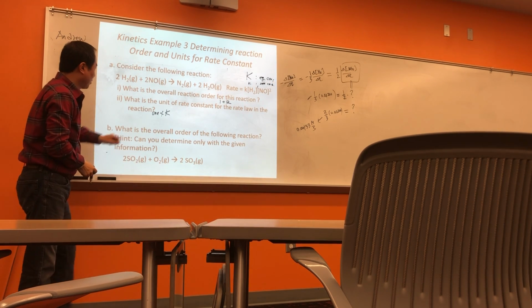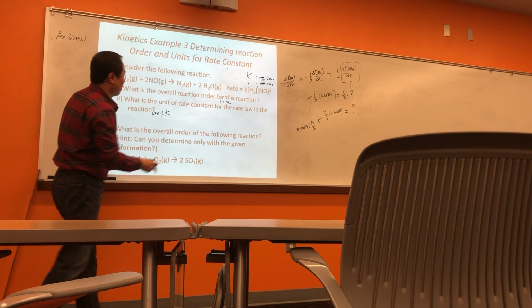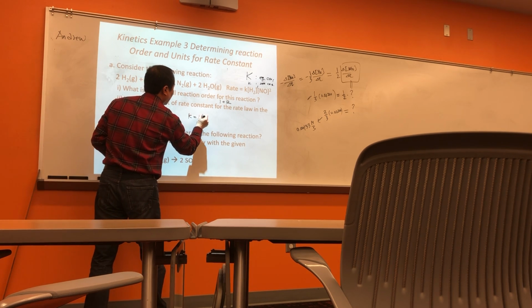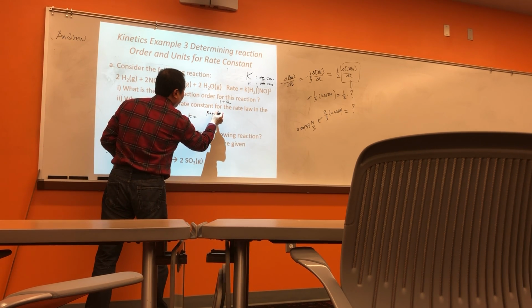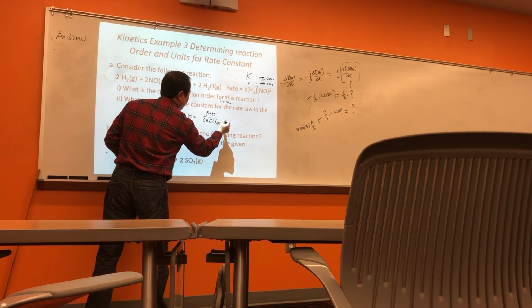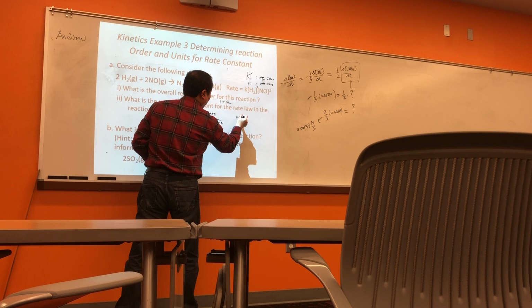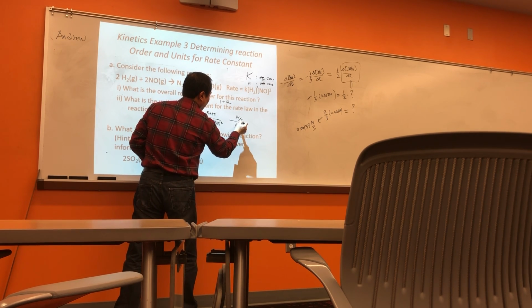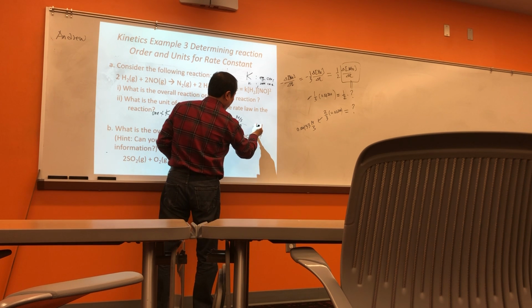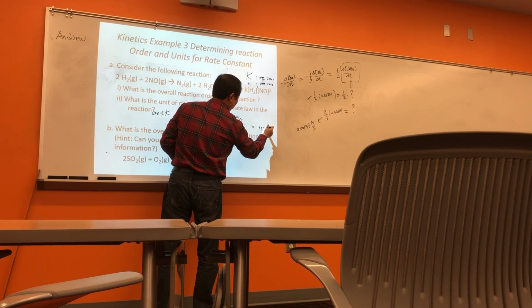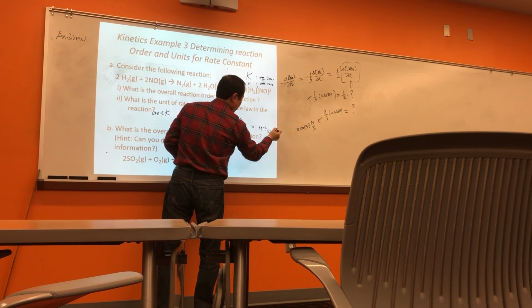Okay. What's the unit of k? Well, k is rate over H2 NO squared. For the unit, rate is molarity over second. This is molarity cubed. So the unit is molarity to the negative 2, seconds to the negative 1.